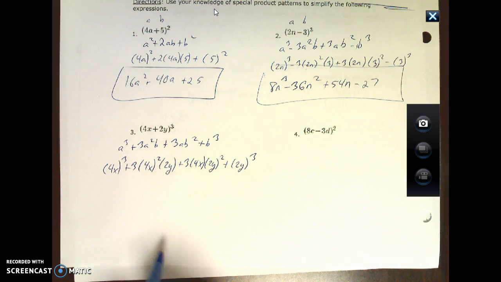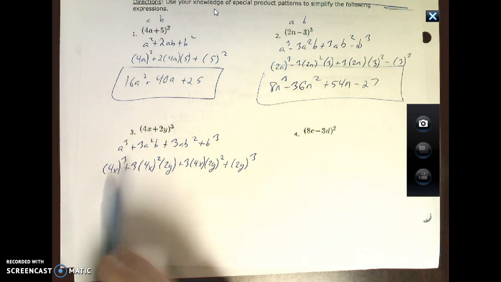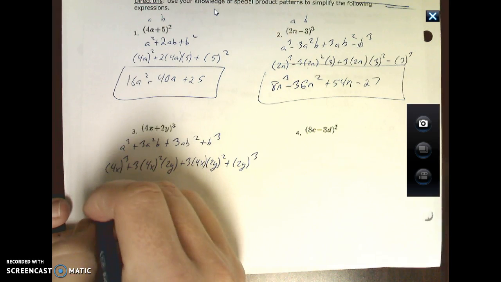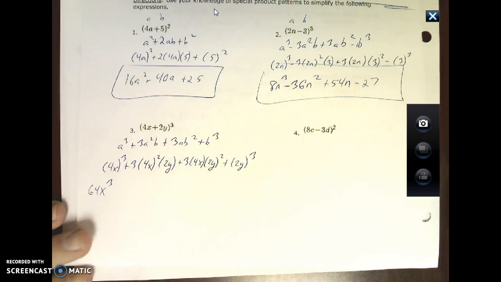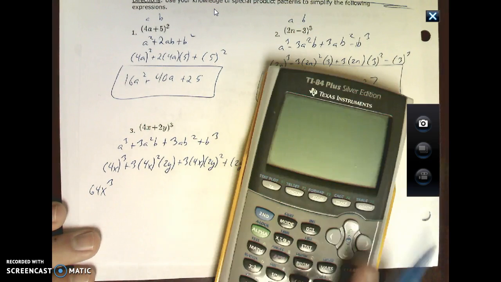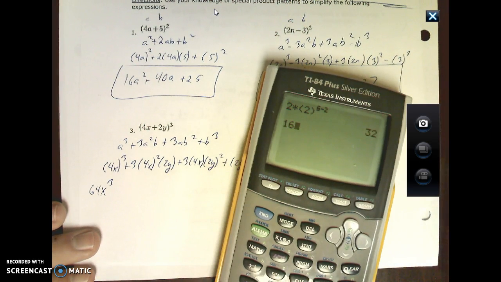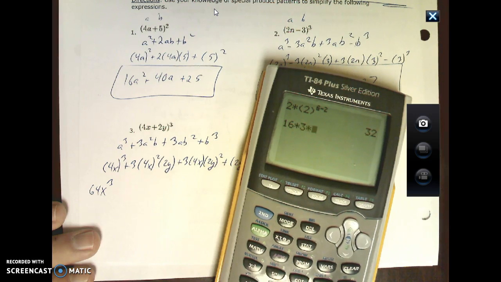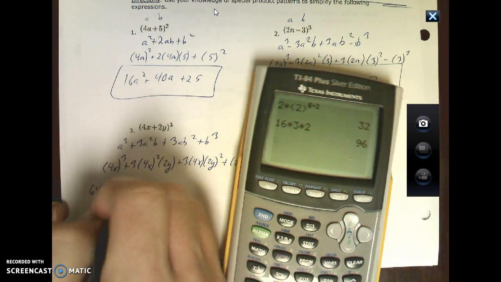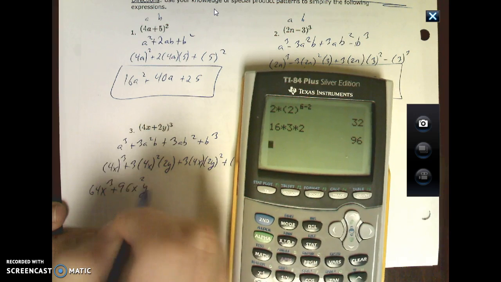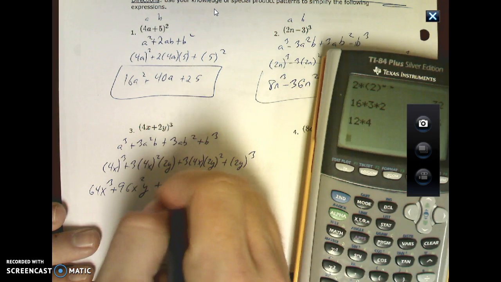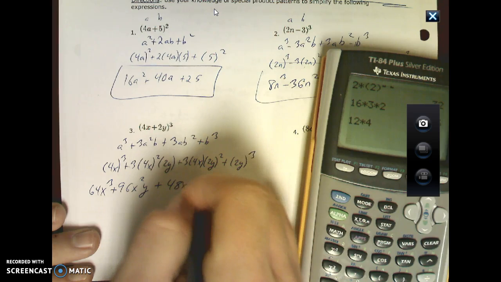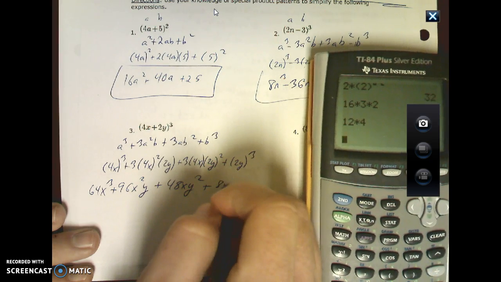Okay. And then cube this. 4 cubed is 64. 64x cubed. Alright, 4 squared is 16. This is where my head's starting to shut down. 16 times 3 times 2 is 96x squared y plus 3 times 4 is 12 times 4 is 48. I knew that one. xy squared, and lastly it's 8y cubed.